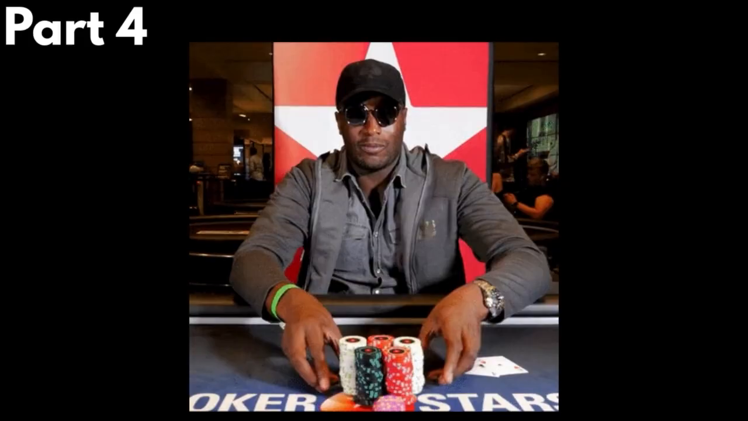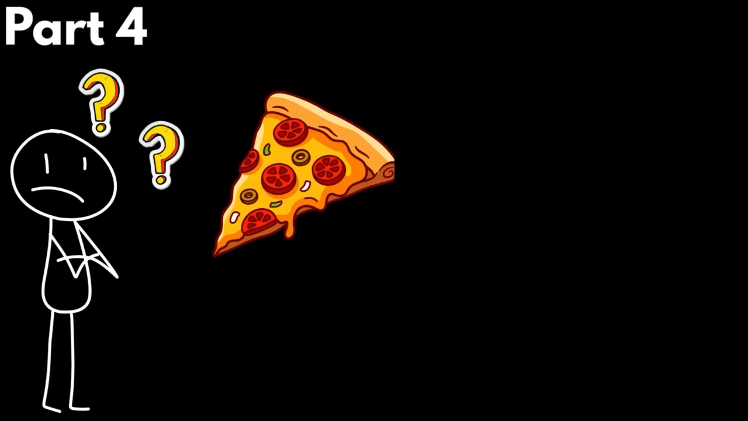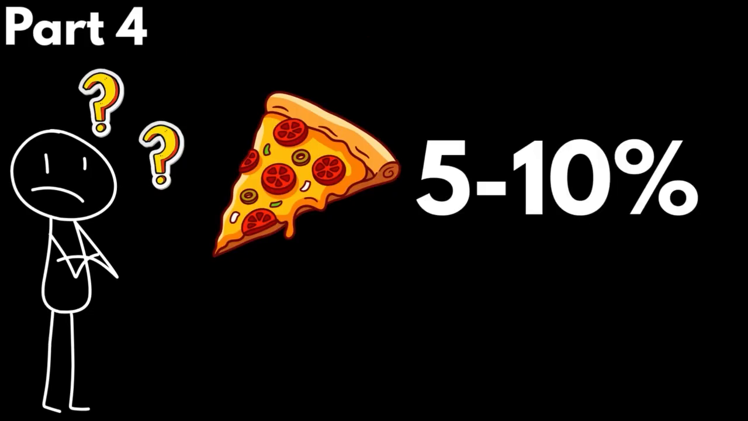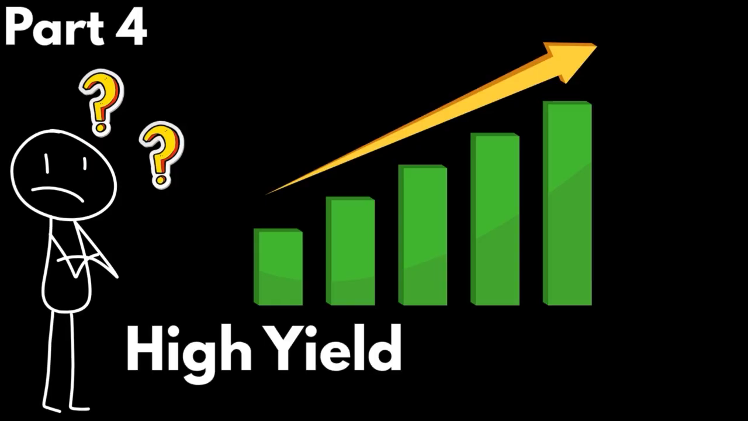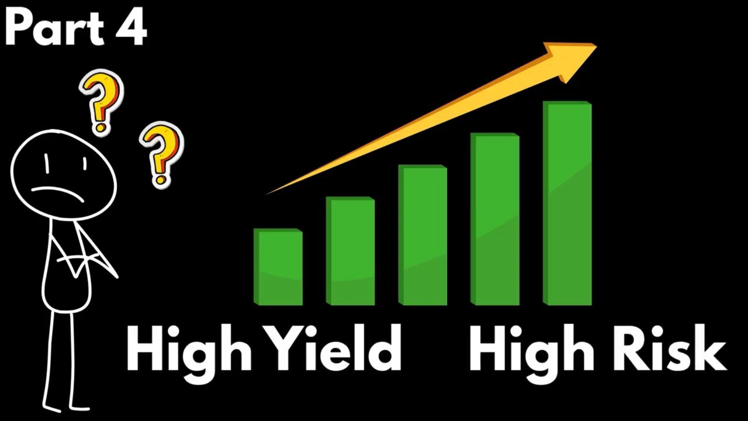This is not about betting the farm. This is about allocating a small slice, maybe 5 to 10% of your portfolio, for maximum upside. These are the income plays that make your pulse race. The ones with the highest yields and the highest risks.